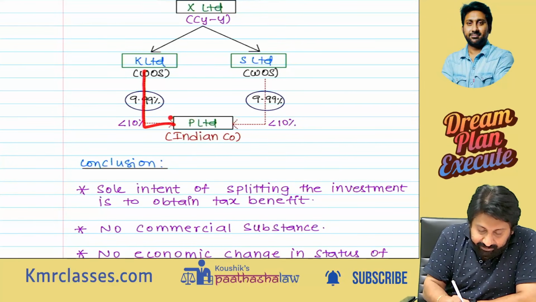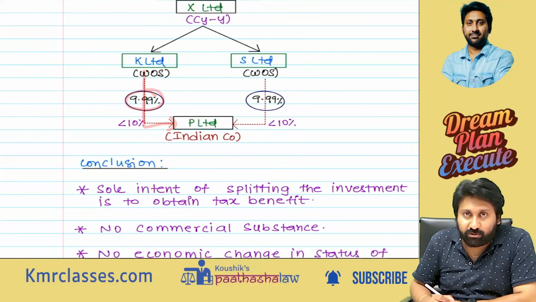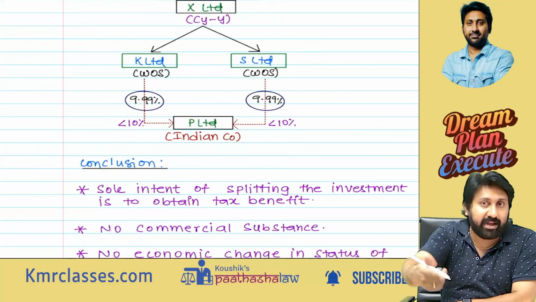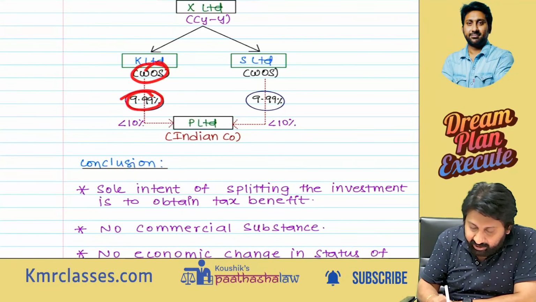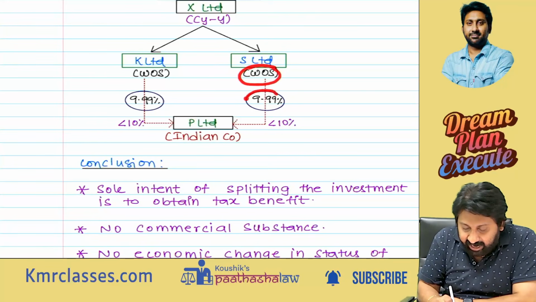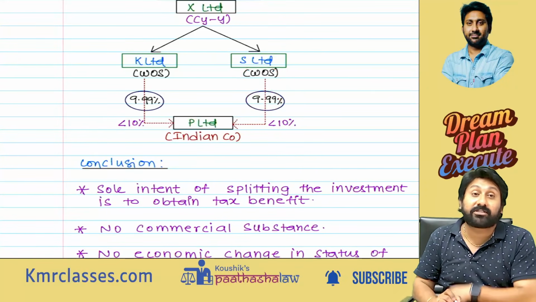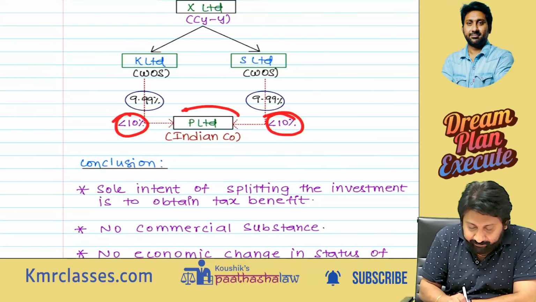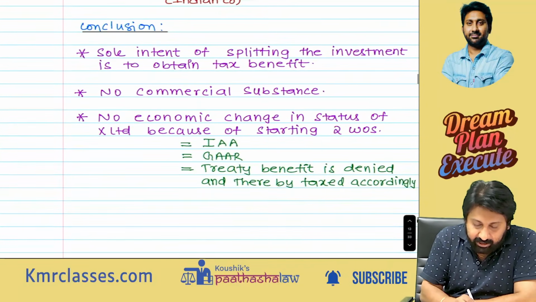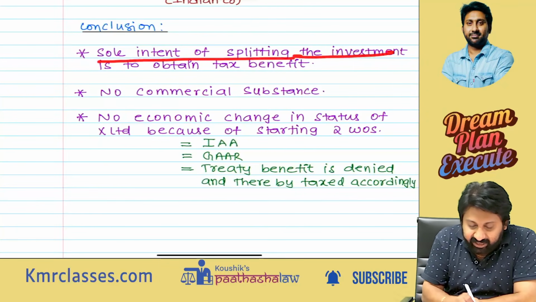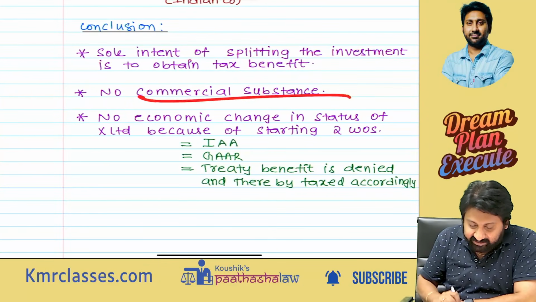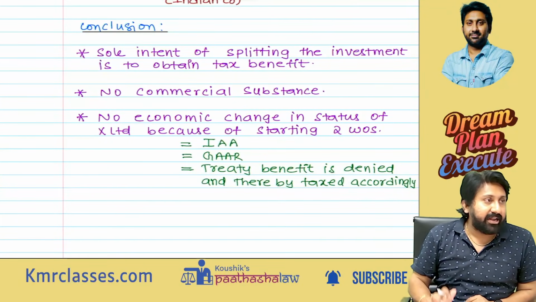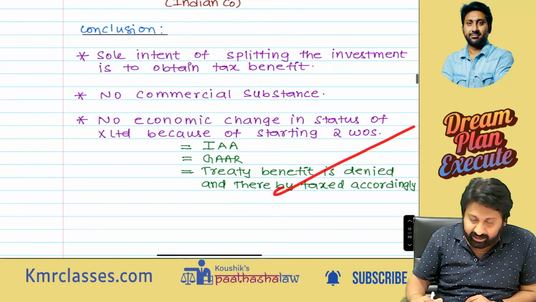With K Limited, it is holding 9.99% through its wholly owned subsidiary. It does not invest directly; it invests through K Limited, a wholly owned subsidiary, at 9.99%. Through another wholly owned subsidiary, S Limited, another 9.99%. So technically it is taking almost a 20% investment benefit. Here it is less than 10, here it is less than 10. They invested in P Limited, an Indian company. The sole intent of splitting the investment is to obtain tax benefit, with no commercial substance. It is an impermissible avoidance agreement. GAAR will get attracted, treaty benefit is denied and taxed accordingly.